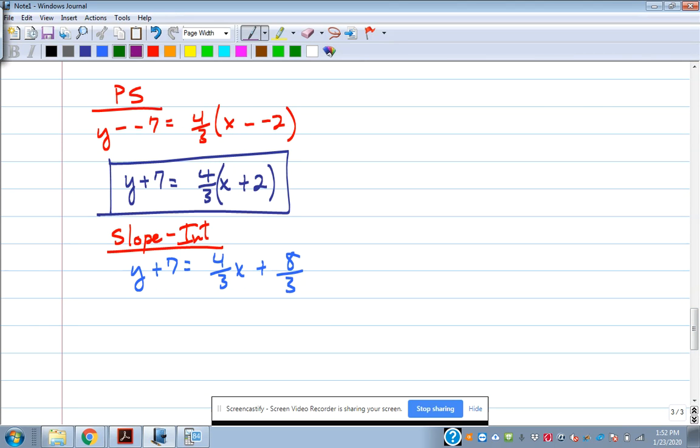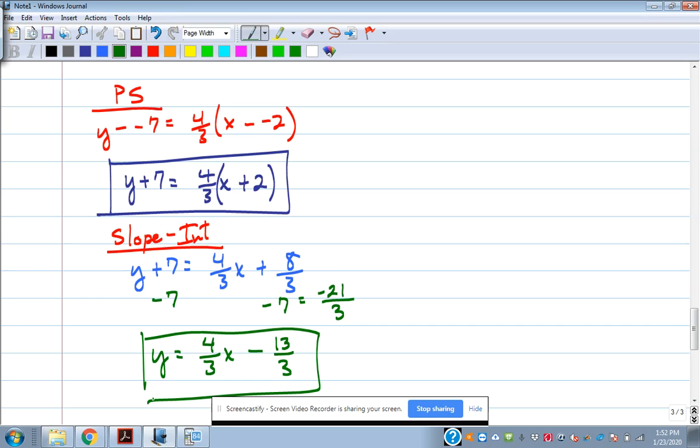And we're going to subtract 7. 4/3 x minus something. So 7 is going to be -21/3. 8 from 21, 13. 13/3. So there's our slope-intercept form.